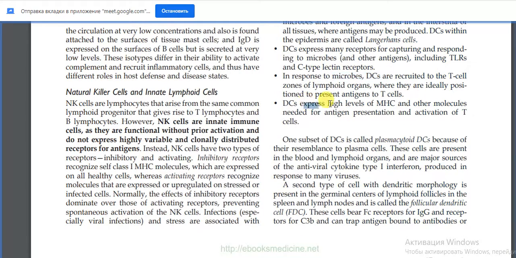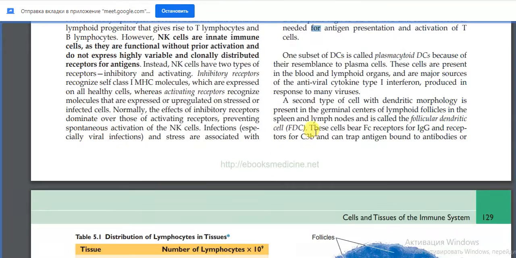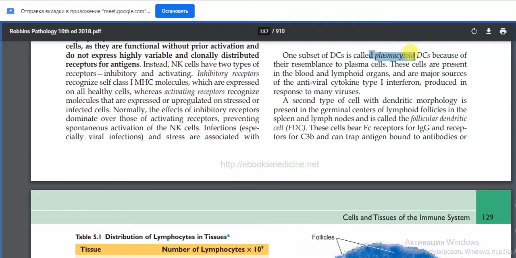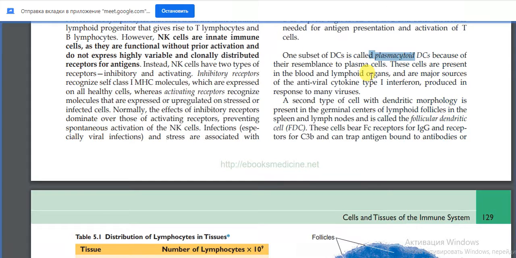Dendritic cells express high levels of MHC and other molecules needed for antigen presentation and activation of T cells, as I said before. We have two types of dendritic cells. There are plasmacytoid cells, named for their resemblance to plasma cells. They are present in the blood and lymphoid organs, and are major sources of the antiviral cytokine type 1 interferon. It is produced in response to many viruses, so that's their main function: production of type 1 interferon.